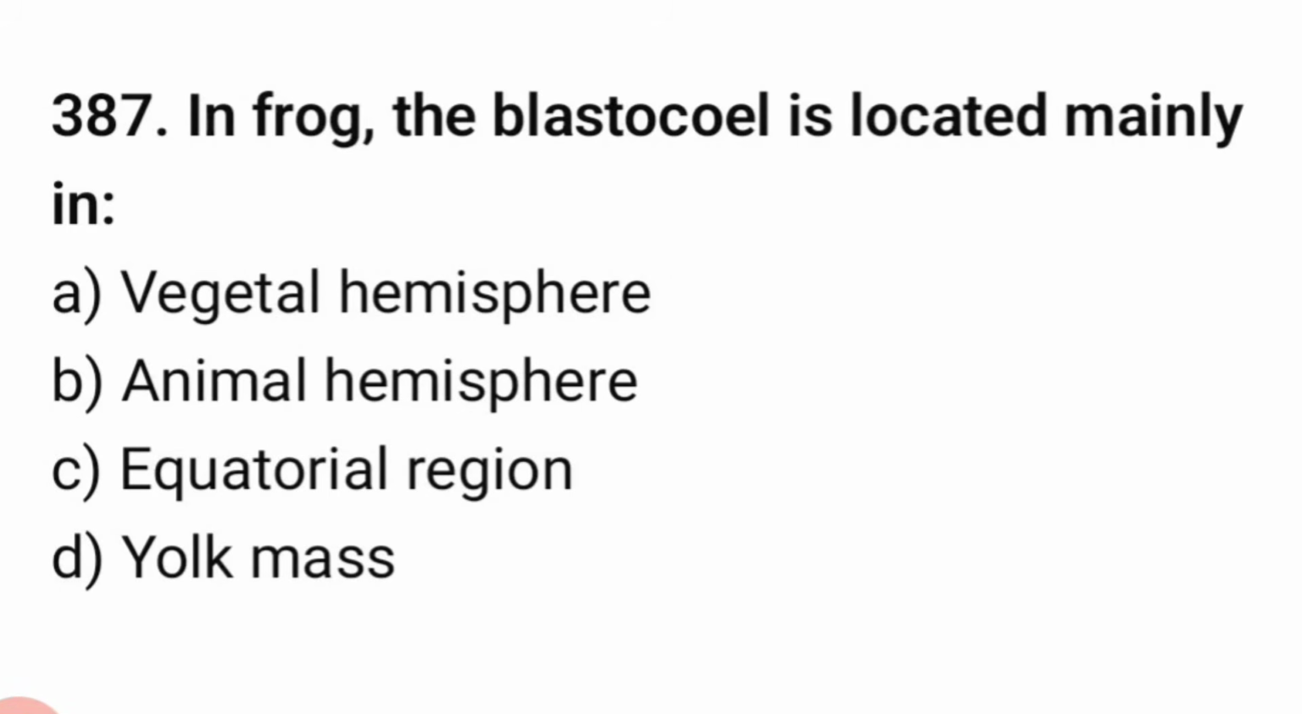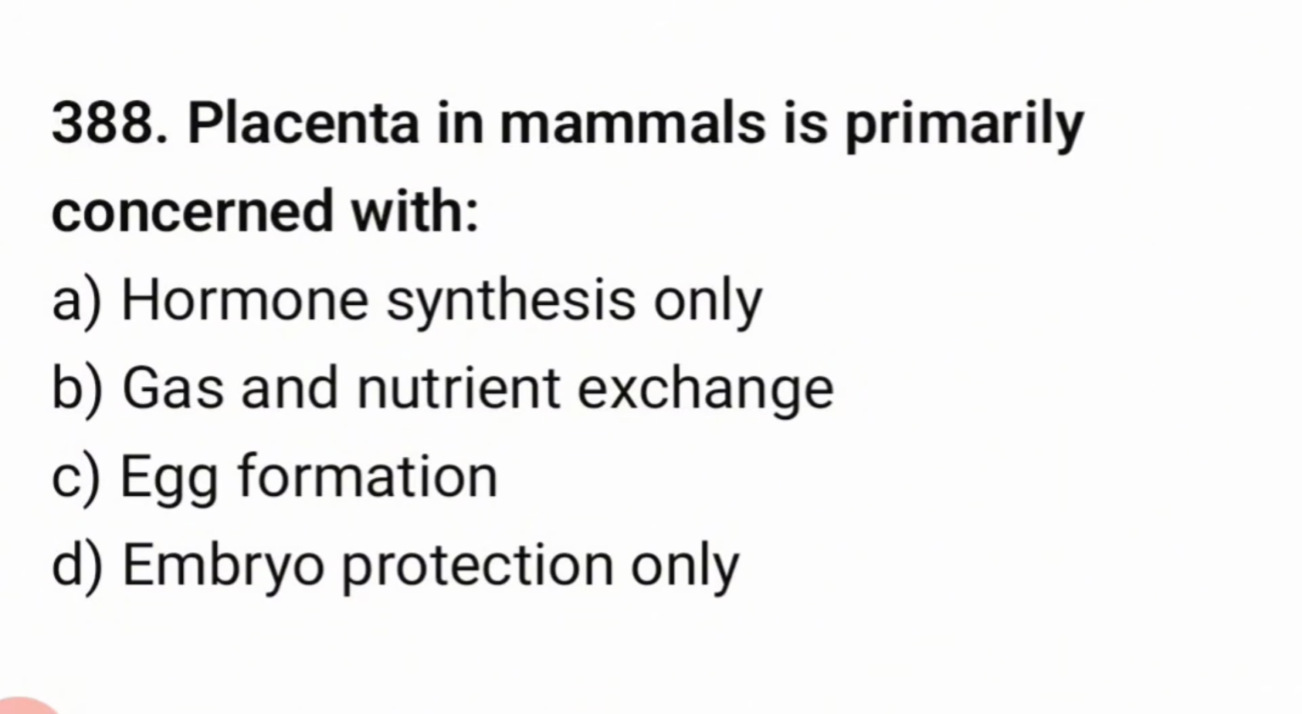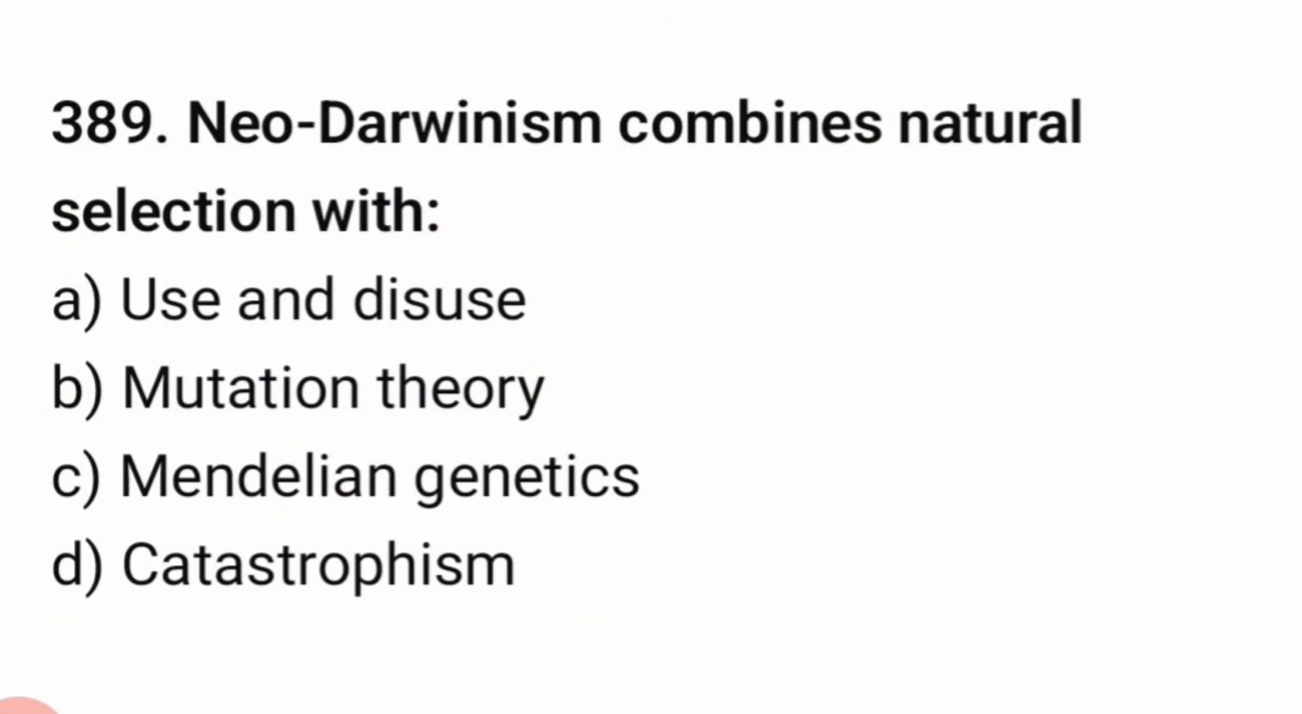Question 387. In frog, the blastocoel is located mainly in. Right answer is option B, in animal hemisphere. Question 388. Placenta in mammals is primarily concerned with. Right answer is option B, gas and nutrient exchange. Question 389. Neo-Darwinism combines natural selection with. Right answer is option C, Mendelian genetics.